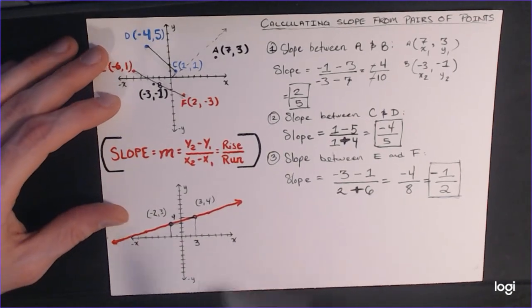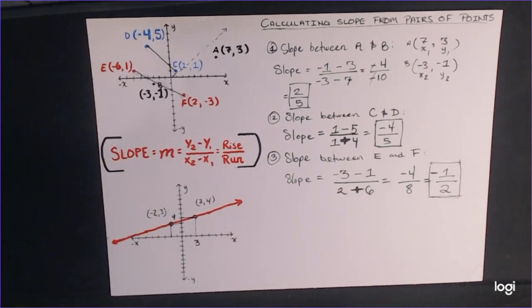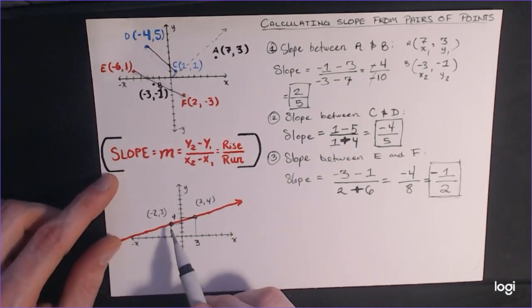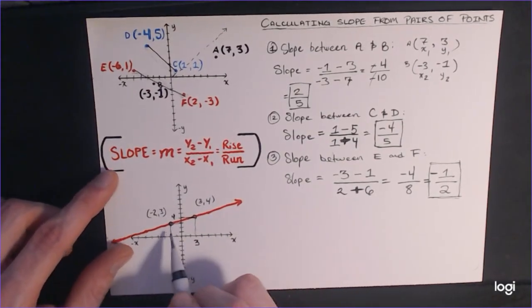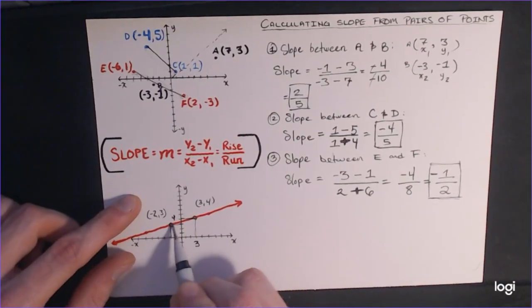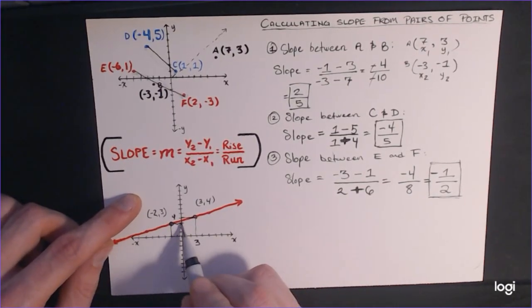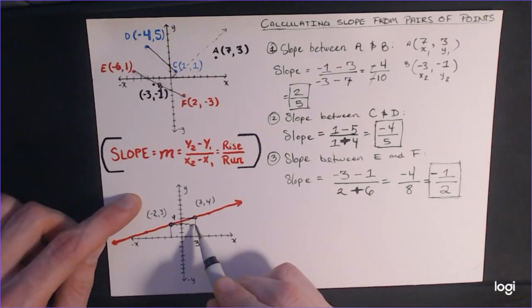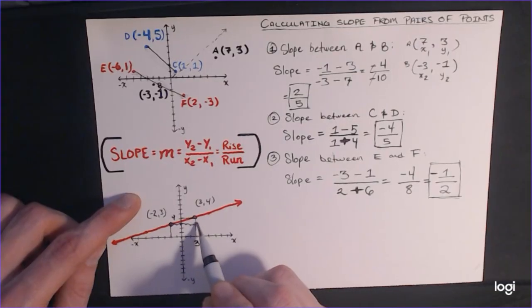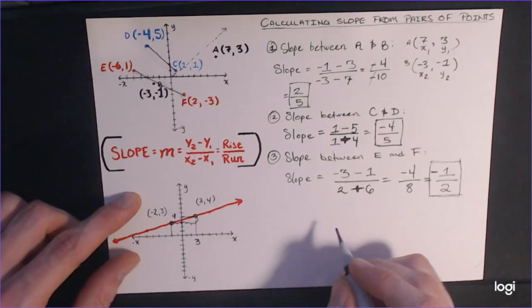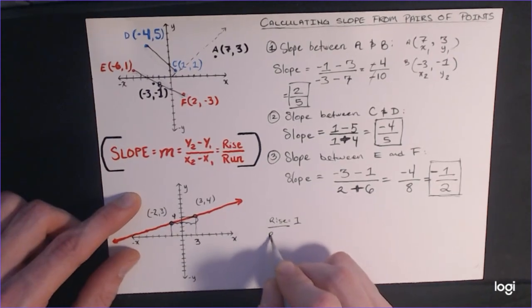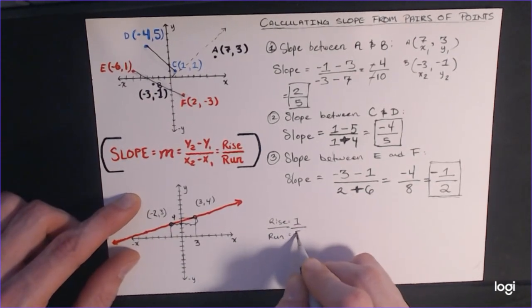So remember that the slope is just the rise divided by the run. So we can count, just by the tick marks on here, we have to go 1, 2, 3, 4, 5, and so our run is 5, and then we just have to go up 1 here. So our rise is 1, and our run is 5.